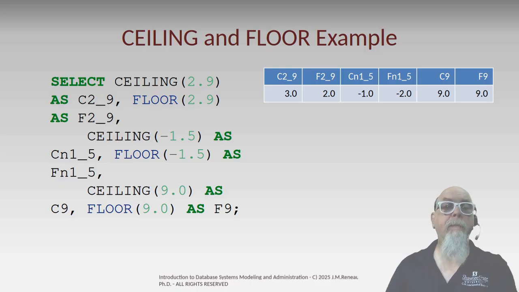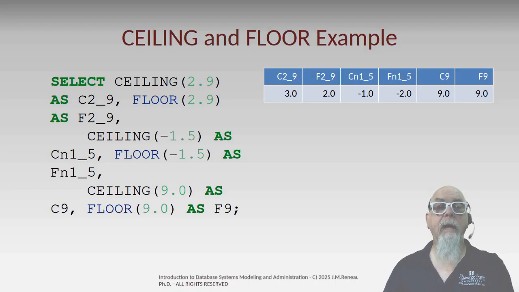Here's a brief example of calculating the ceiling of a number, like 2.9. Ceiling would be 3, but 2.9 floor would be 2. And there's several other floor and ceiling examples with their results there.